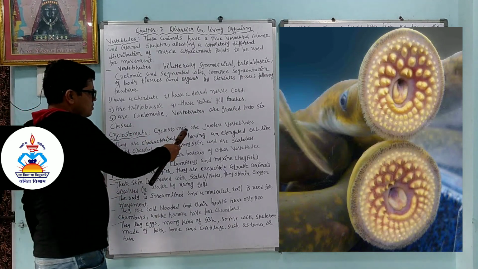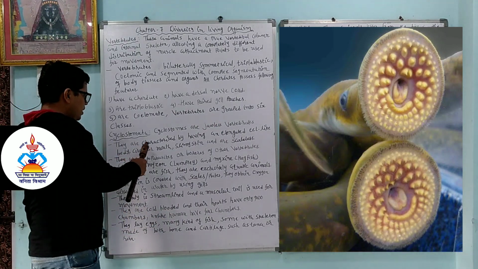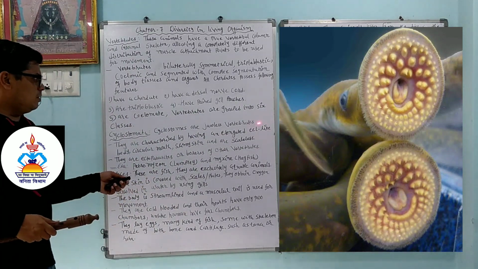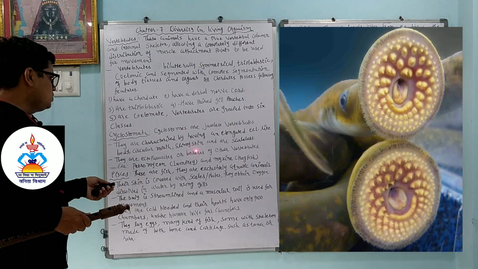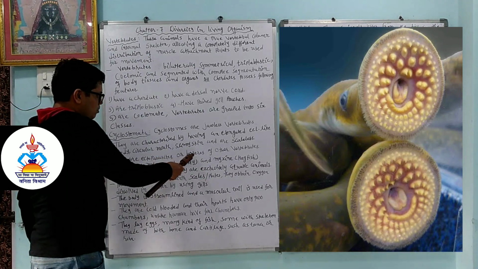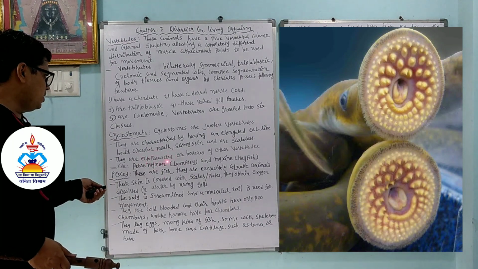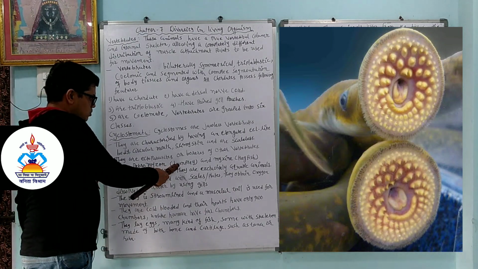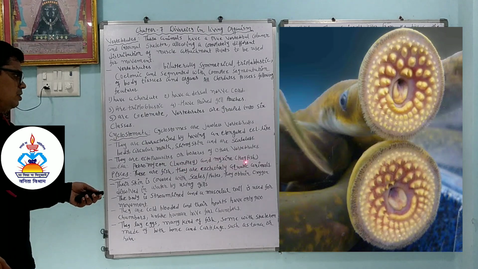Cyclostomata. Cyclostomes are jawless vertebrates. They are characterized by an elongated, eel-like body, a circular mouth, slimy skin, and are scaleless. Their scales are absent. They are ectoparasites or borrowers of other vertebrates, depending on other vertebrates for nutrition. Examples: Petromyzon, called lamprey, and Myxine, called hagfish.